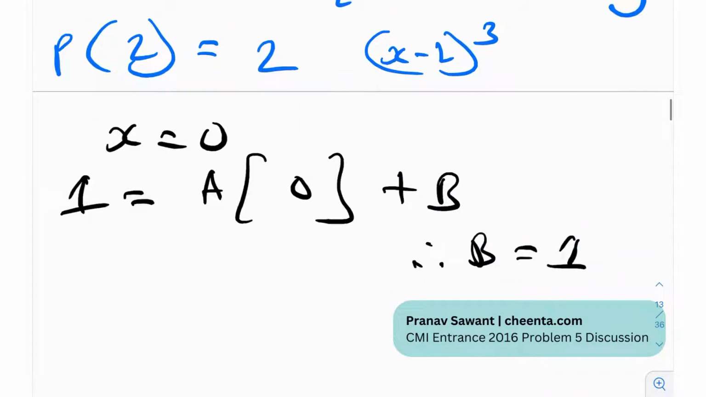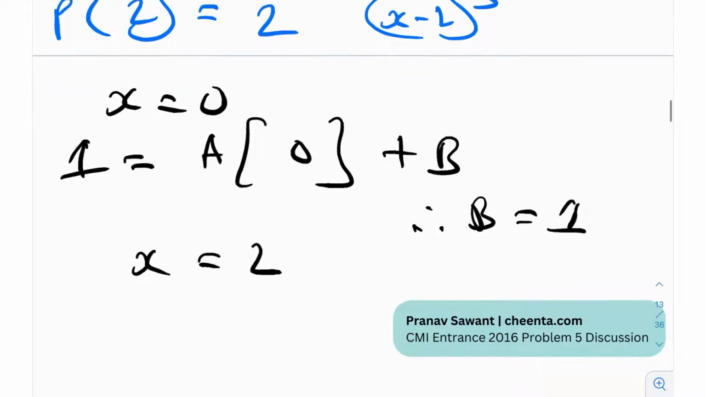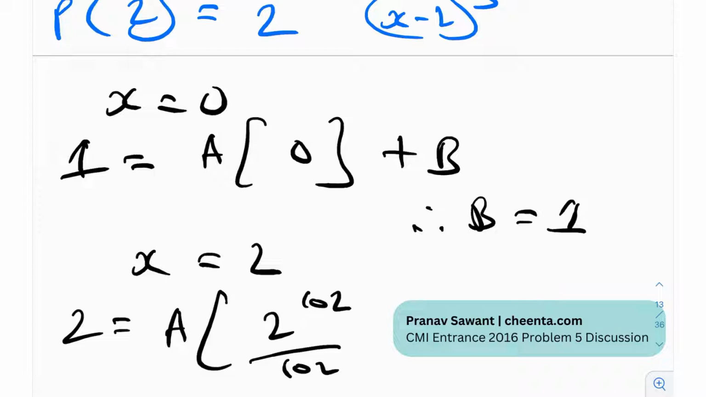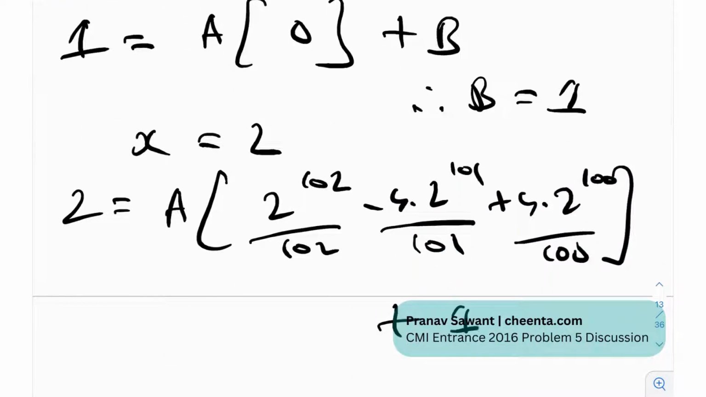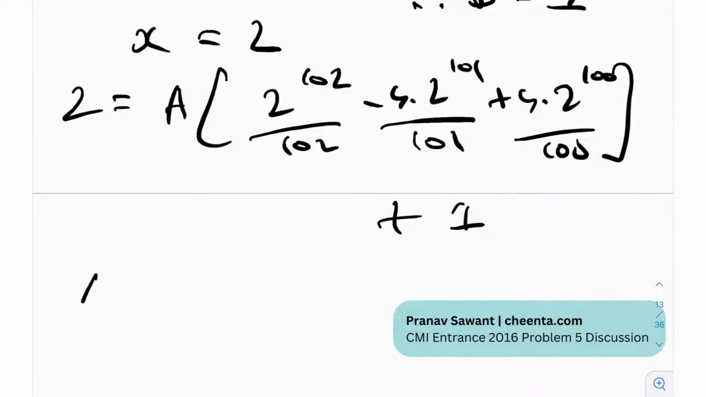And after that, if I put x equals 2, I get p of 2, which is 2, which is a times 2 raised to the power 102 divided by 102, minus 4 times 2 raised to the power 101 divided by 101, plus 4 times 2 raised to the power 100 divided by 100, plus 1. So we can essentially find out the value of a very easily.